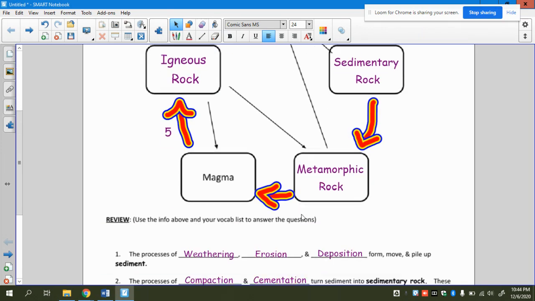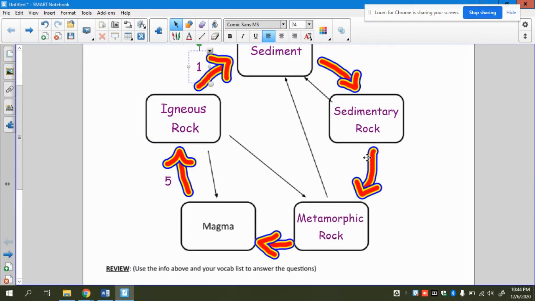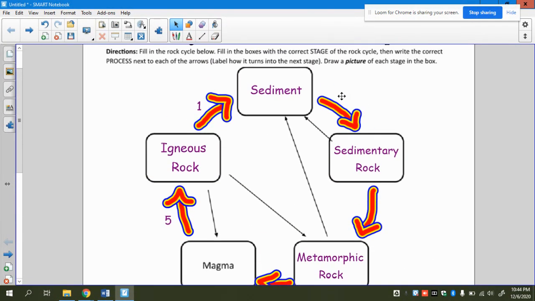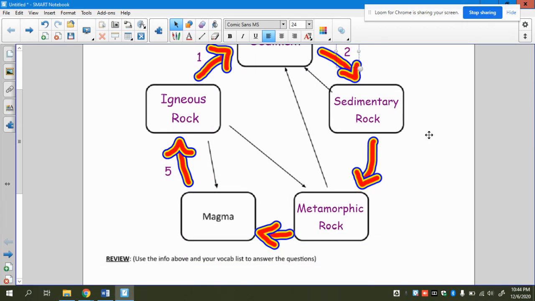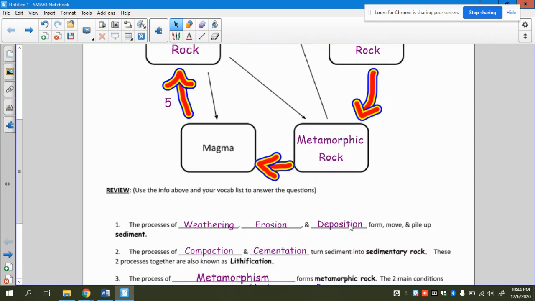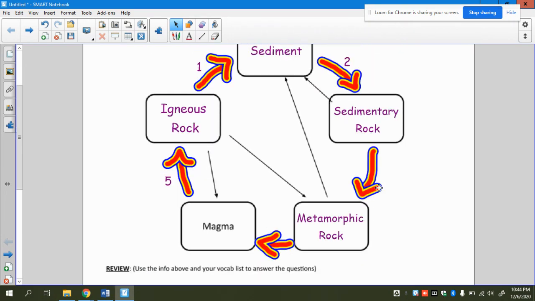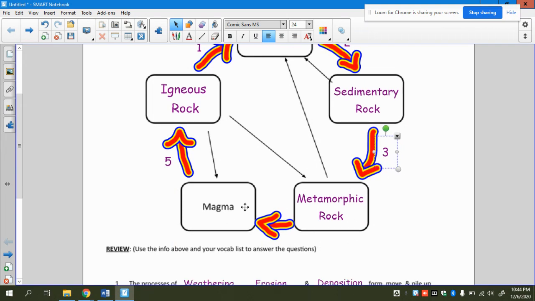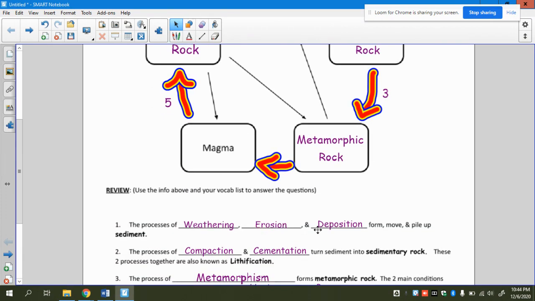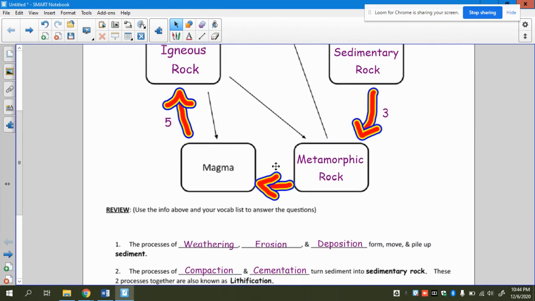Sediment turning into sedimentary rock is compaction and cementation. Compacting and cementing together. So that's going to be a 2. Sedimentary rock turning into metamorphic rock. That has to take heat and pressure. So that's metamorphism. So that's a number 3. And metamorphic rock turning into magma. In order for anything to turn to magma, it has to melt. So melting is number 4. So I'll put a 4 right here.